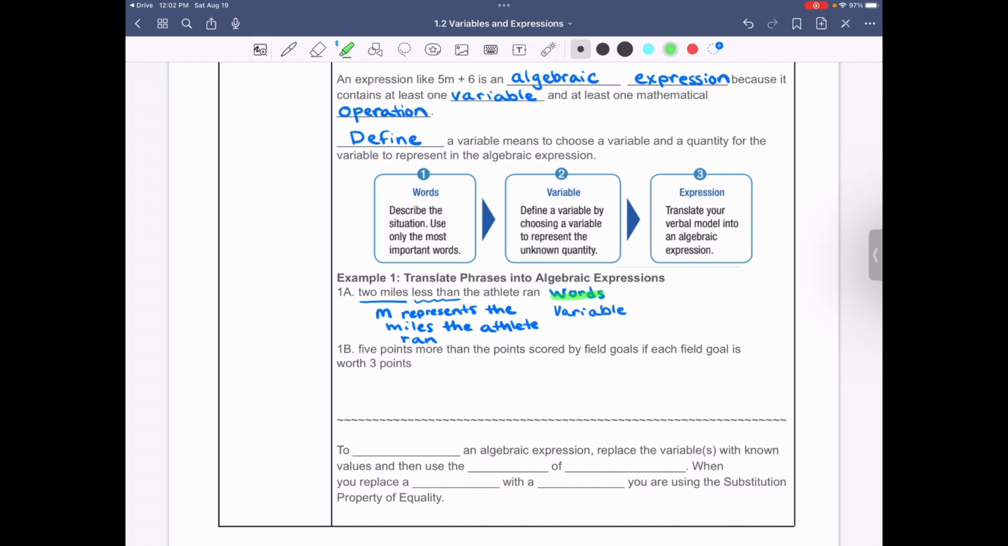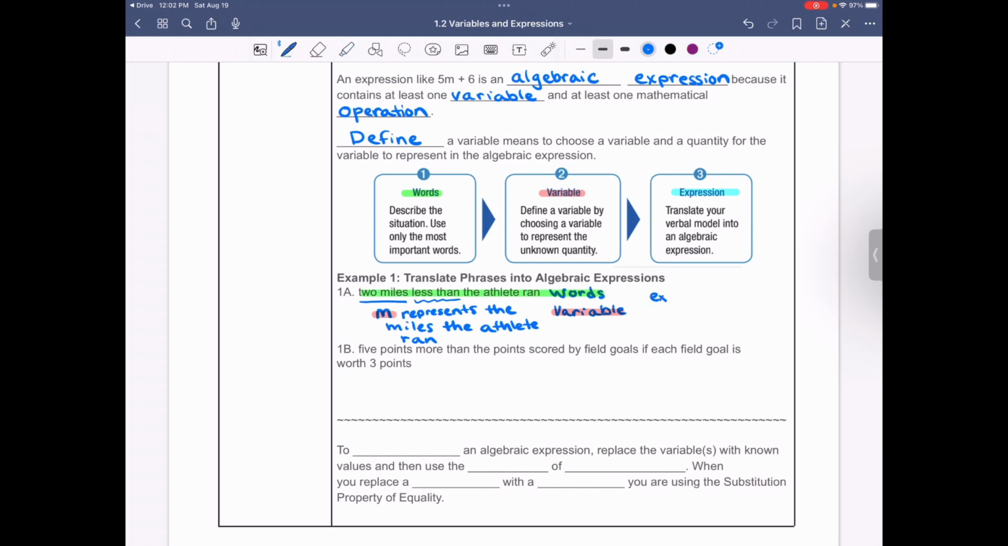So the words are this, and the variable is this part and what it represents. So we just defined the variable. And the last part is to write our expression. And if I were to do this in our chart up here, we have words I did in green, variable I did in red, and expression I'll do in blue.